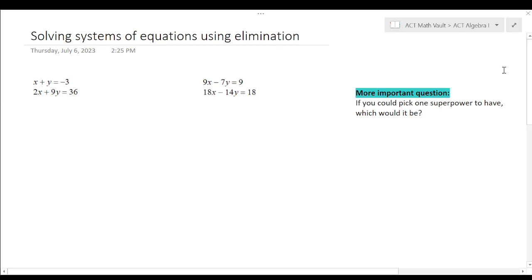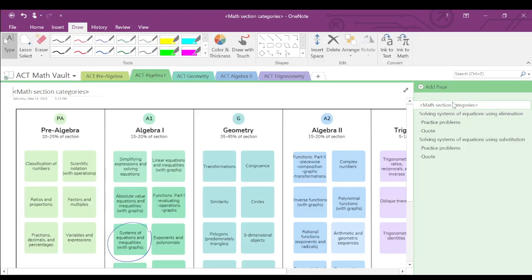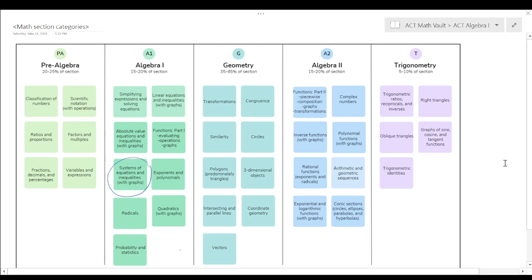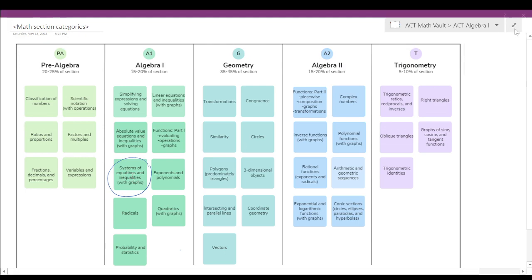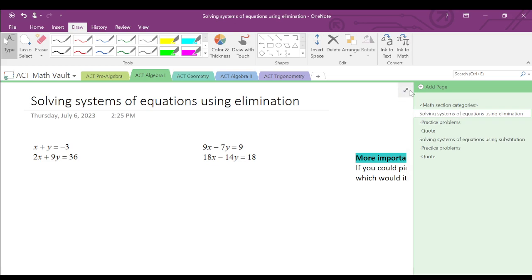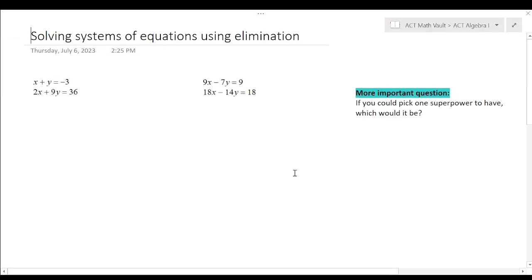So on the math section, it's likely that you would see a system of some sort that would technically be Algebra I, but a lot of times you'll see them in Algebra II as well. It could be solving a system of either equations or inequalities. And graphs could be referenced on here. You would never have to graph a system.